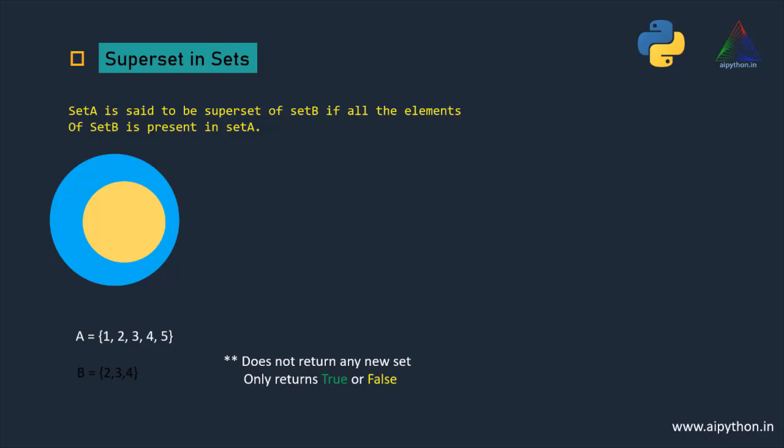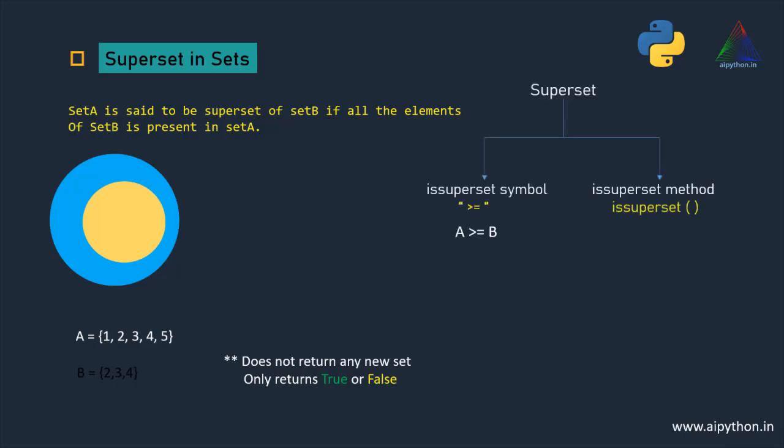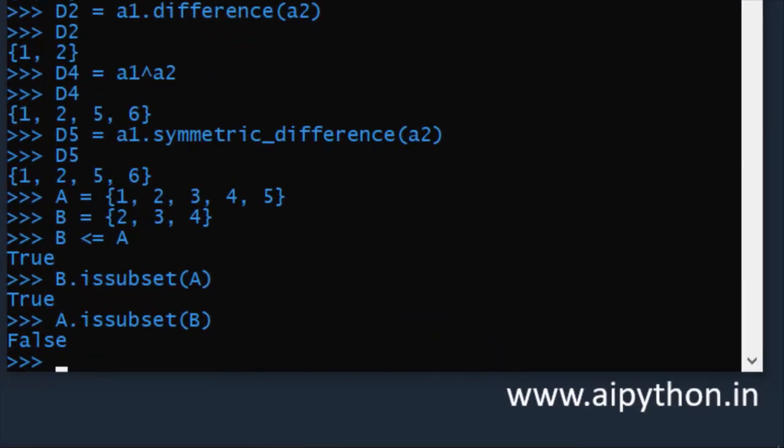There are two ways to evaluate a superset in Python: the symbol and the method itself. The symbol is greater than or equal to; A greater than or equal to B will be true if A is a superset of B. A dot issuperset B will tell whether A is a superset of B. This again will not give you any new set and will not store anything. Rather, it will give a result in terms of true or false. We'll see through an example.